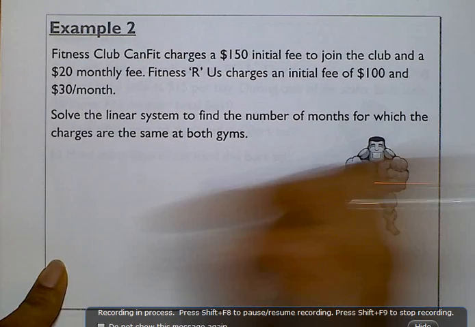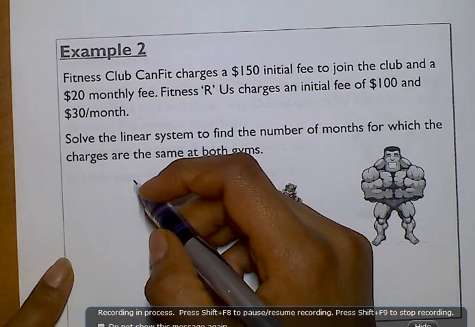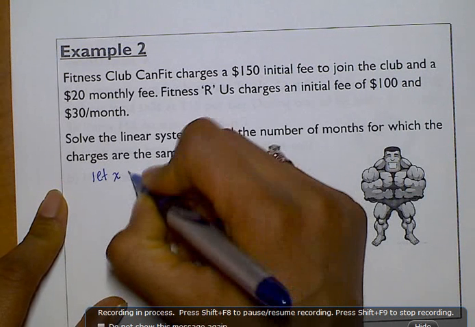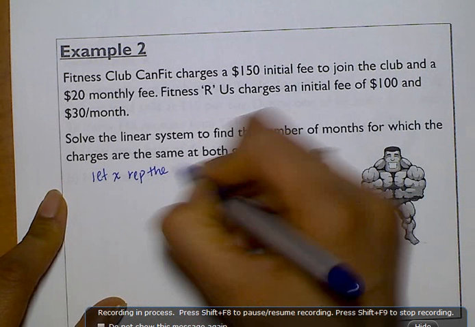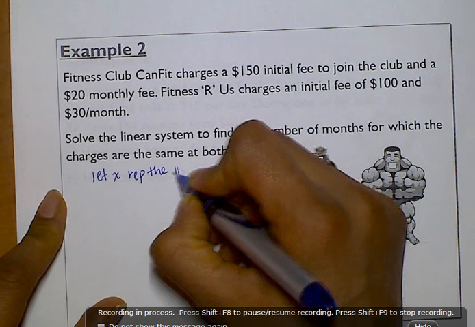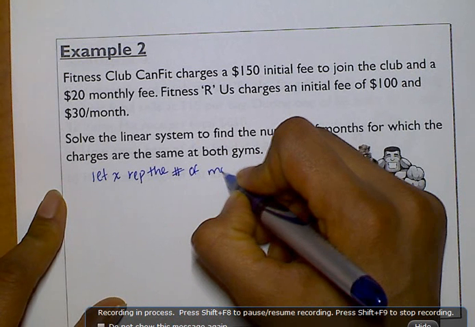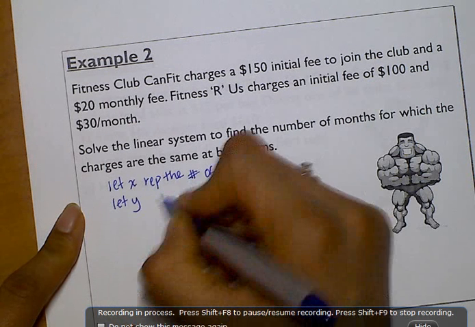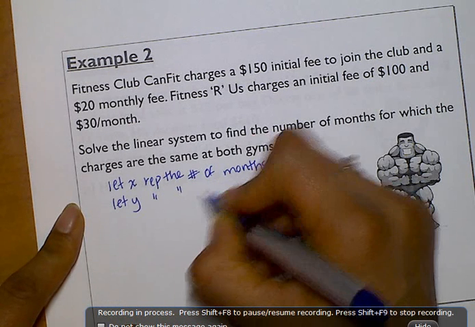Okay, so for the first gym, which is Can Fit, I have an initial fee of $150 and there's a monthly fee of $20. So my total cost is the number of months that I join, and every month I have to pay $20, so 20 times the number of months that I'm joining the gym, plus an initial fee of $150, that's up front, you've got to pay. That's my first equation.